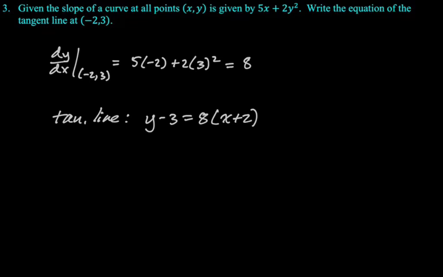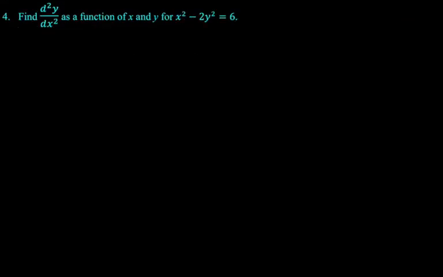Good problem, I think. All right, we want the second derivative as a function of x and y. That's a very common set of directions for x squared minus 2y squared equals 6. Step 1, we have to find dy/dx because there's no straight shot to the second derivative. So I'm going to take the derivative with respect to x of both sides of this equation.